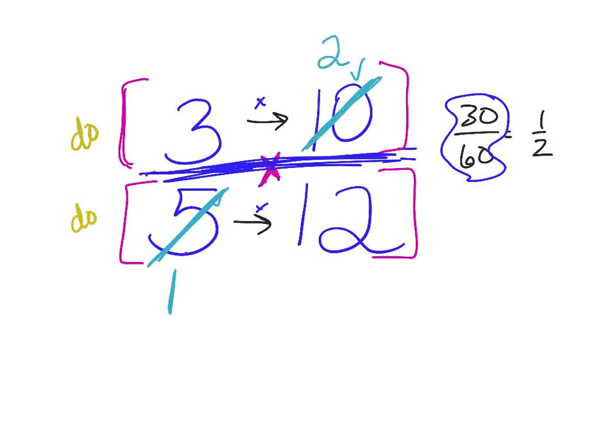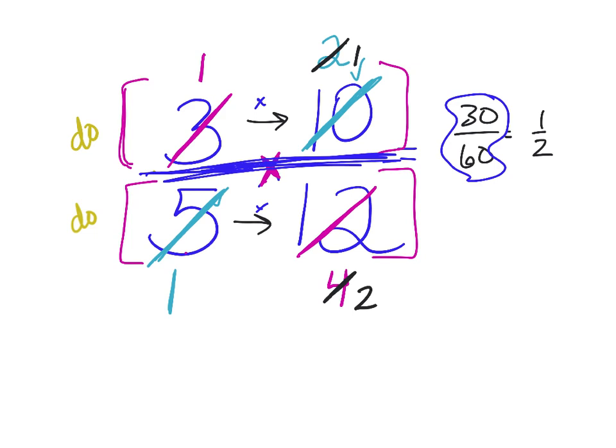But guess what? I'm not done yet. I can see something else that I can do. I can divide the top by 3. 3 divided by 3 turns into 1. And 12 divided by 3 turns into 4. And last but not least, one more time, I can divide the top by 2 and the bottom by 2.